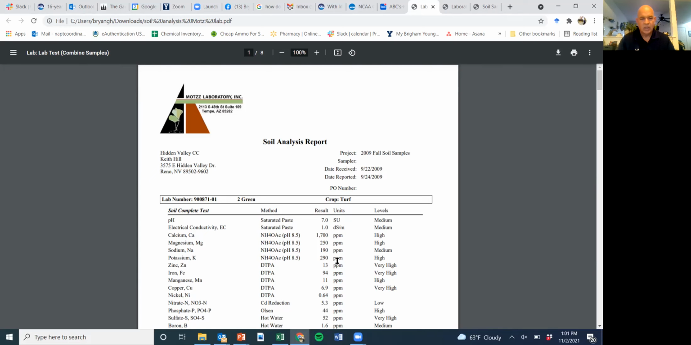I have a pH of 7. What does that mean? Well, this lab is providing some level of interpretation. They're calling it medium. And every lab is a little different in terms of how they present their soil tests and what their criteria are. That's something to be aware of.